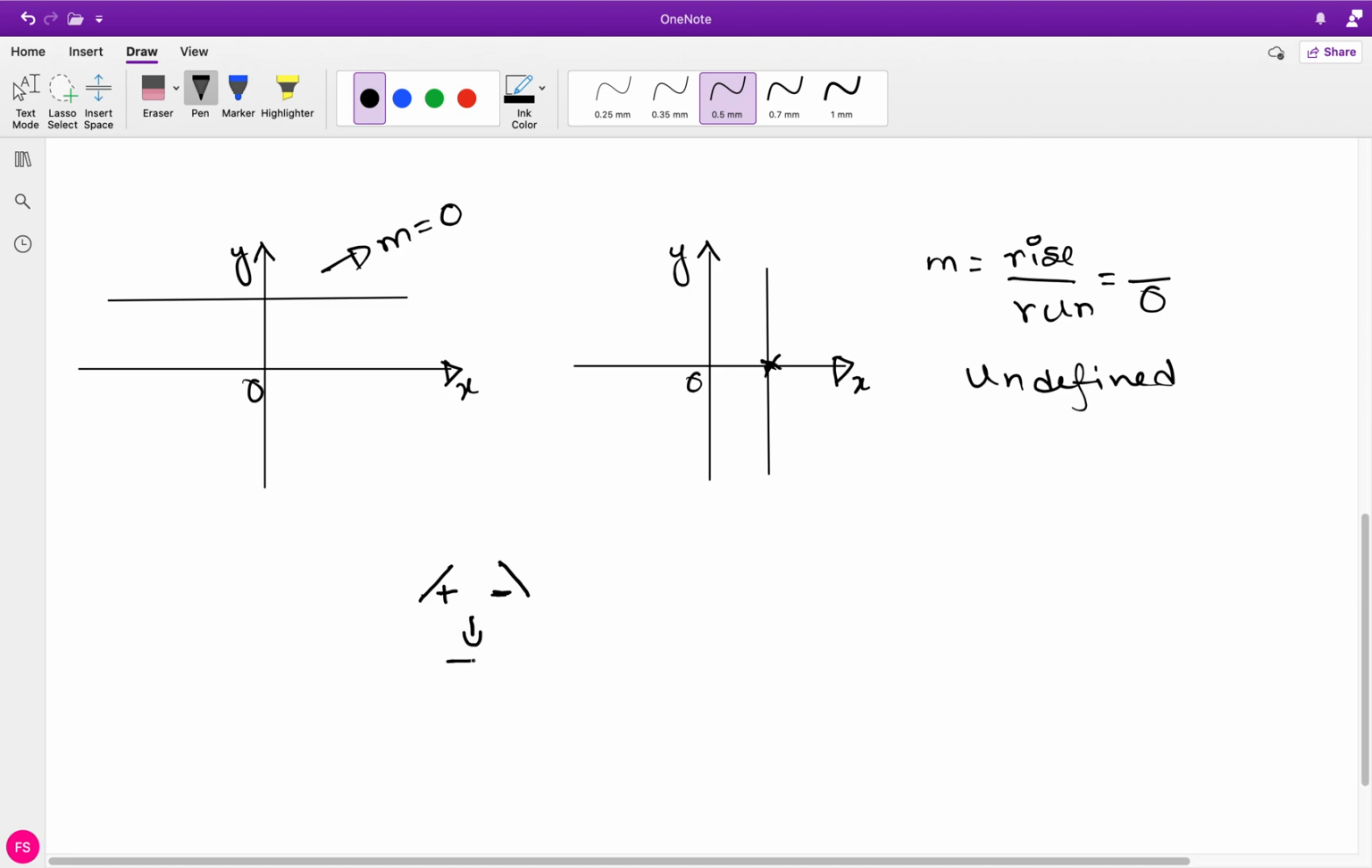And if your line is a flat line, that means the gradient is 0. This is how you can remember the signs when you want to write the equation of a straight line.